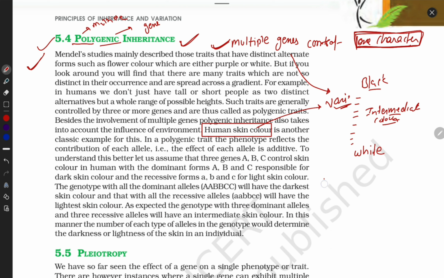Another example is human height. It is not specific that everyone is 5 and 7. No, there are many intermediate heights, 5.1, 5.2, 5.3, 5.4, 6, 7, 8, 6.1, 6.2, 6.3. They may vary. There are many intermediate height ratios also present. So this kind of thing is polygenic inheritance.